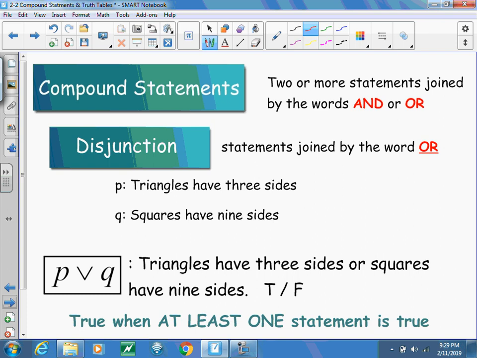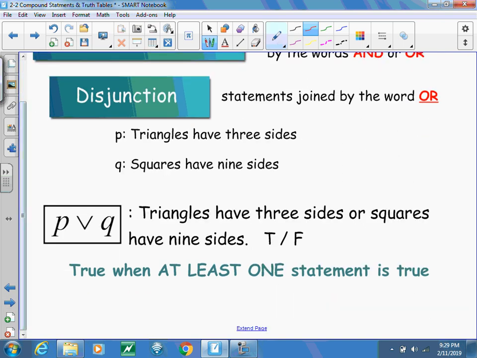All right, now looking at what happens when you have a disjunction. So again, compound statement, we're using and or. This time we're going to take the two statements and we're going to put them together with the word or. I have two different statements that I'm looking at this time. I have statement P, which says that triangles have 3 sides. And then I have statement Q, which says that squares have 9 sides.